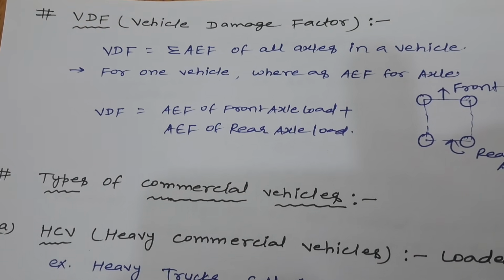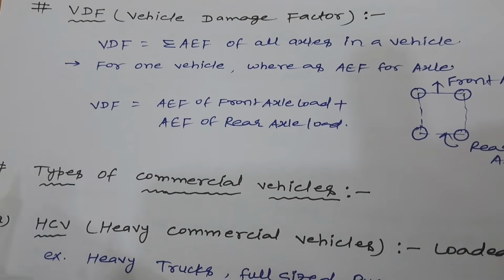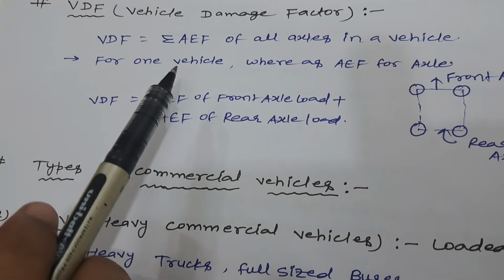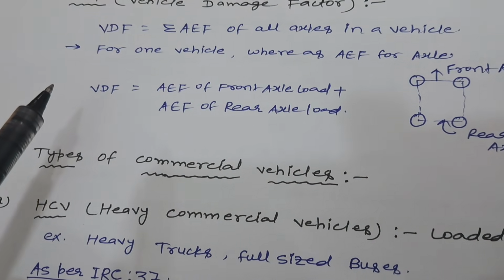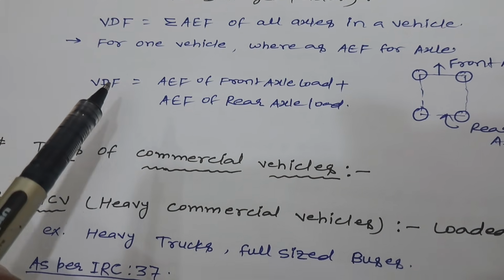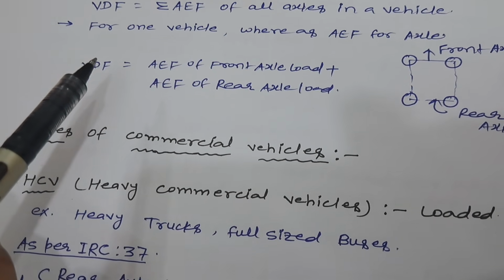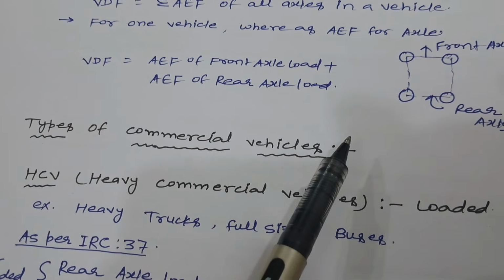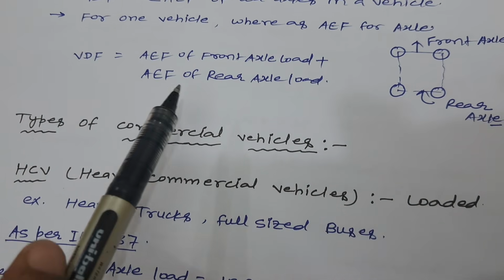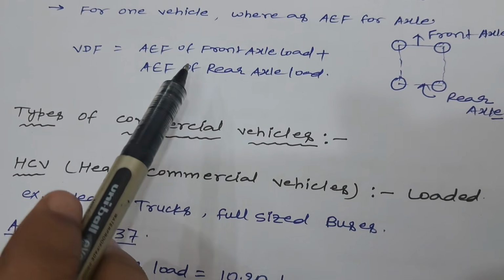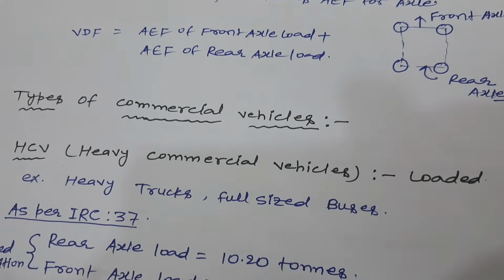Next term is VDF, meaning vehicle damage factor. VDF is equal to the summation of AEF of all axles in a vehicle. It represents one vehicle, whereas AEF represents one axle. In a vehicle there are two axles, front axle and rear axle. If you add AEF of front axle and AEF of rear axle, VDF will come.